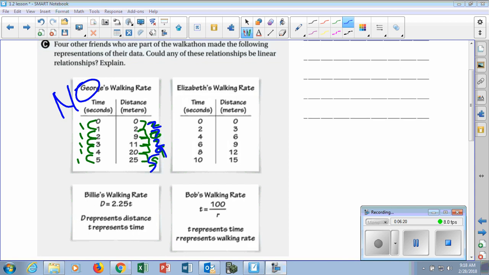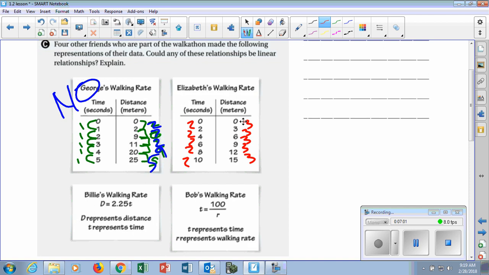So if we go on to Elizabeth, let's look at her distance, that rate there. Joey. 0 to 3. 3. 3 to 6. 3. 6 to 9. 3. 9 to 12. 3. 12 to 15. Okay. And now let's just quickly go to the left side too. 0 to 2. The time part. 2. Okay, 2 to 4. Okay. 4 to 6. 6 to 8. And then 8 to 10. Perfect. Thank you.